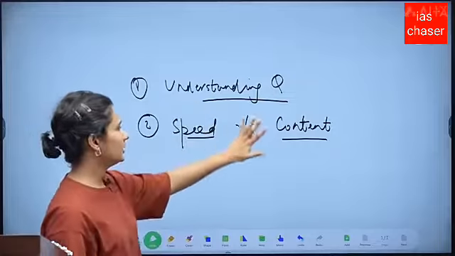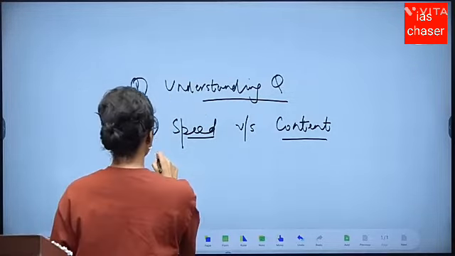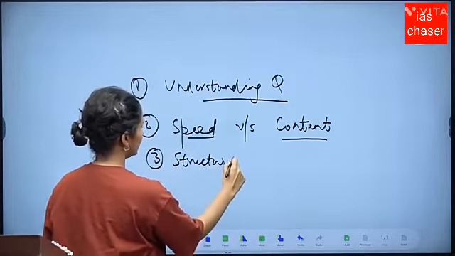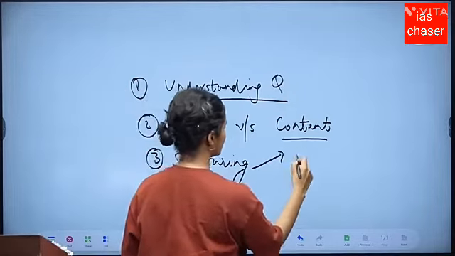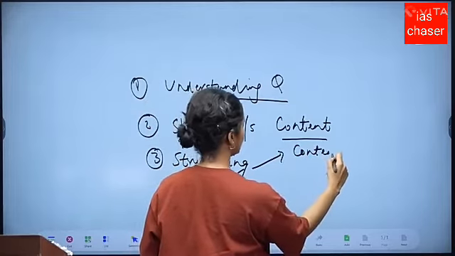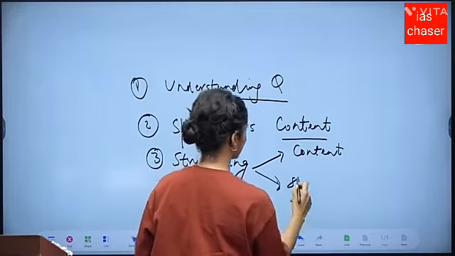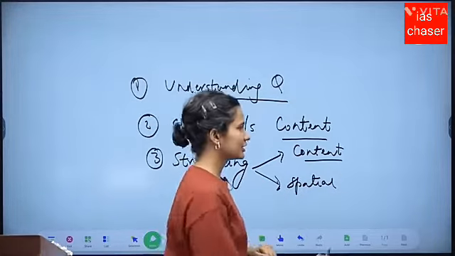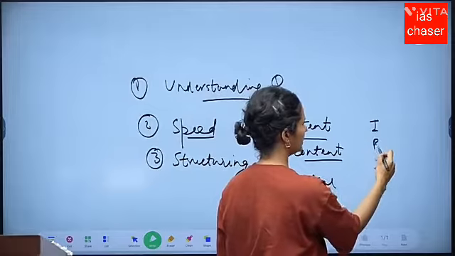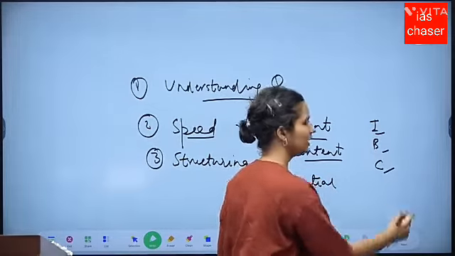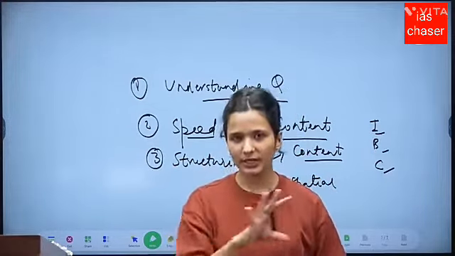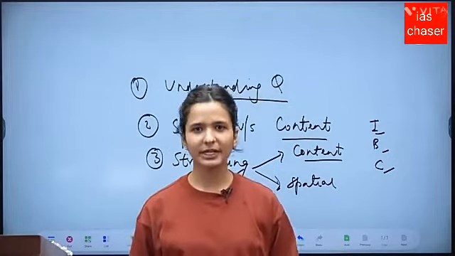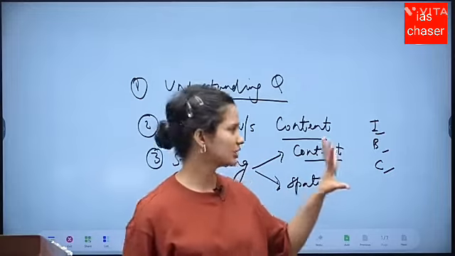Third, once you have speed, you have content, you have understood the question, then comes structuring of the question. And the structuring can be of 2 types. First is the content-based structuring, and the second is the spatial structuring. Right? So in terms of content-based structuring, firstly, you know there's an introduction, there's a body, there's a conclusion. So this is usually the structure we follow in terms of how we plan out our answer.